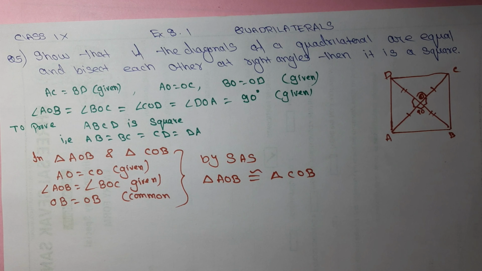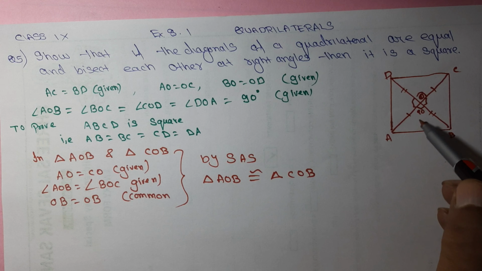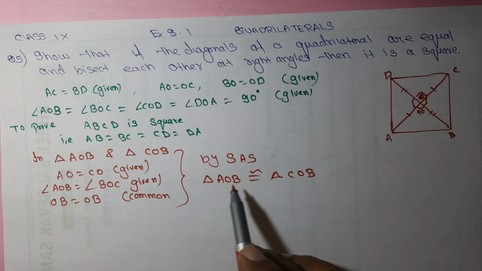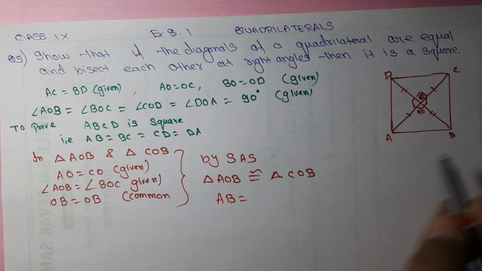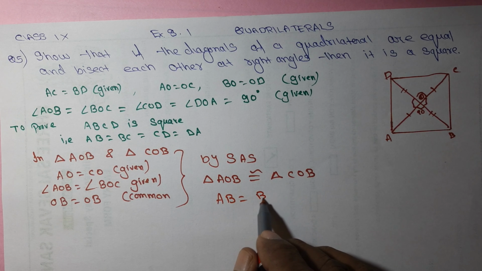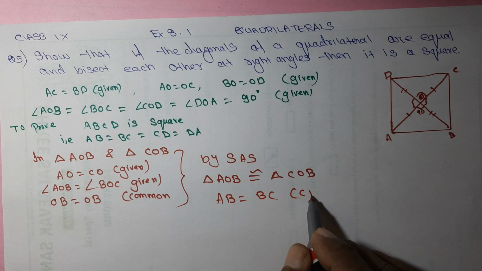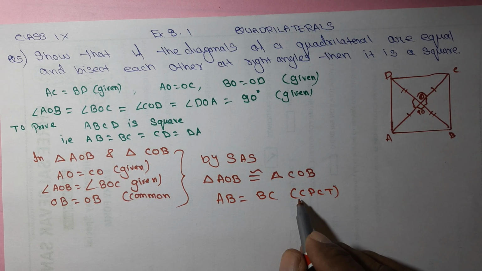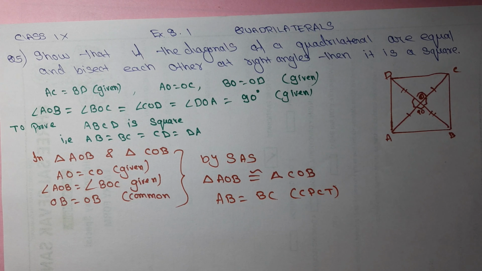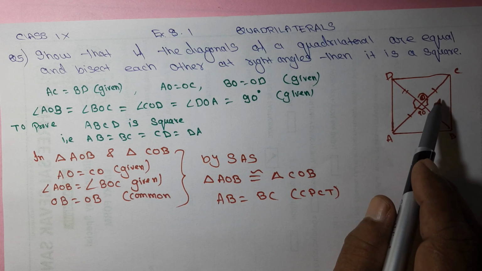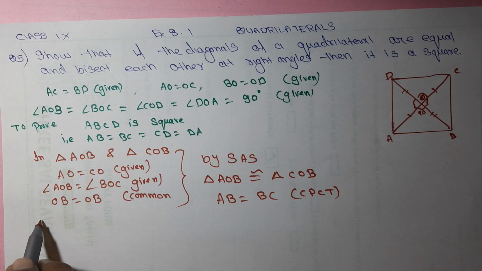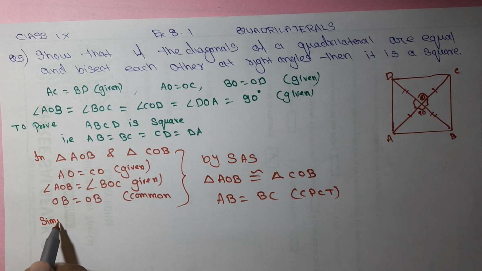Now, what is CPCT? In this triangle, if both triangles are congruent, that means AB is equal to BC. Why? We have to write the reason: CPCT, congruent parts of congruent triangles. Okay. Now, similarly, if we take these two, what will we do? Similarly, we can prove. No need to prove, but similarly, you can write.